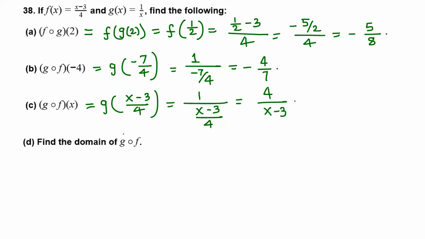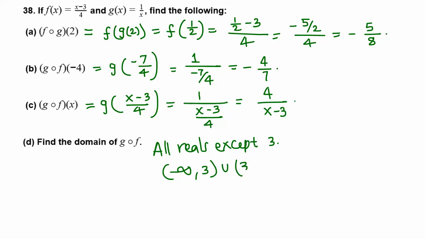So the domain of this function, there is no other restriction, is all reals except 3, because 3 makes the bottom 0 and 4 over 0 is undefined. Or we write it this way: negative infinity through 3 parenthesis, that means we are not including 3, union 3 through positive infinity. Final.